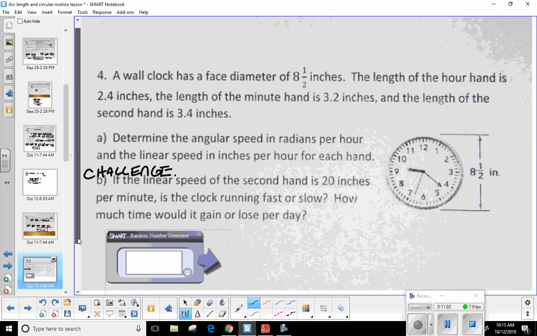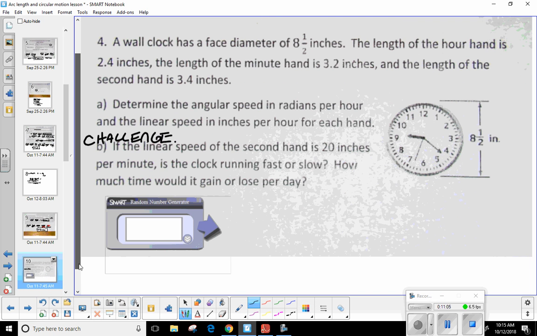Okay, we got a problem here about a clock. It says a wall clock has a face diameter of 8.5 inches. The length of the hour hand is 2.4 inches. The length of the minute hand is 3.2 inches, and the length of the second hand is 3.4 inches. A, determine the angular speed in radians per hour and the linear speed in inches per hour.